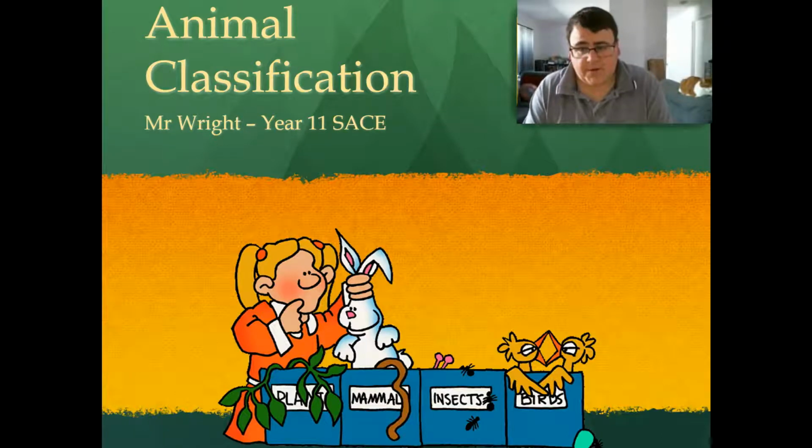Hi Year 11s, we're going to be looking at our second video now, which is animal classification. So we're going to be looking into the 5 different kingdoms, we're going to be looking into vertebrates, invertebrates, plants, and all the different groups that we have inside those. One thing that's really important in this slide is there is a lot of information.